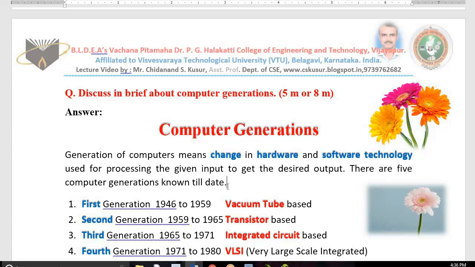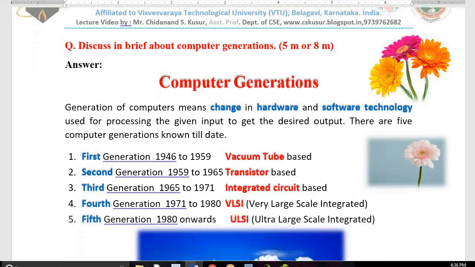There are totally 5 generations: first generation of computers, second generation of computers, third, fourth and fifth. If you explain each, you may get 1 mark for the quality points, and with some examples you need to give for all the generations. If you do so, you get very good marks in the examination.